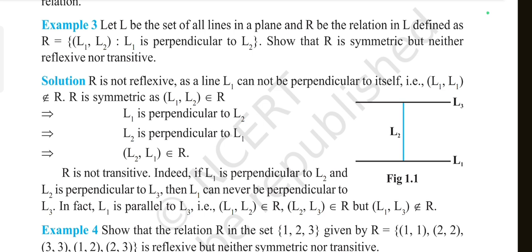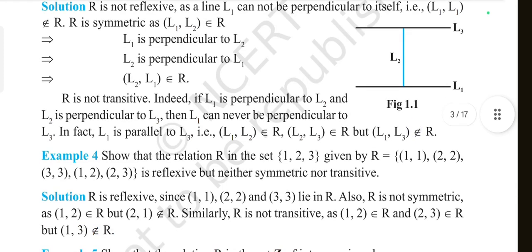R is symmetric as, if (L1, L2) belongs to R, then L1 is perpendicular to L2 and L2 is perpendicular to L1, as we can show in this figure. So (L2, L1) belongs to R. R is not transitive. Indeed, if L1 is perpendicular to L2 and L2 is perpendicular to L3, then L1 can never be perpendicular to L3. In fact, L1 is parallel to L3. That is, (L1, L2) belongs to R and (L2, L3) belongs to R, but (L1, L3) does not belong to R.